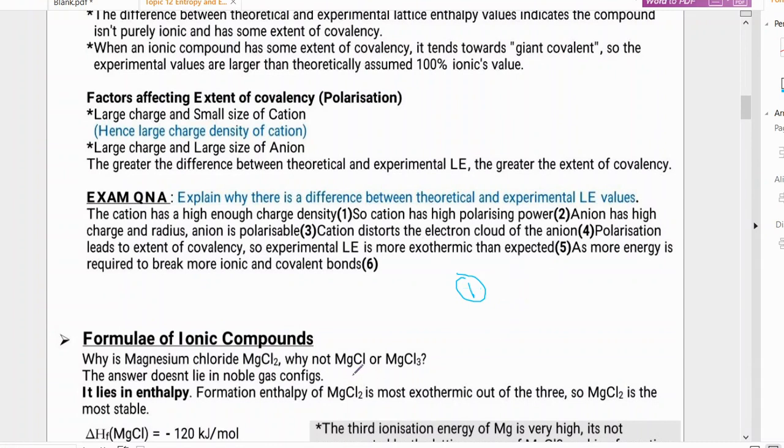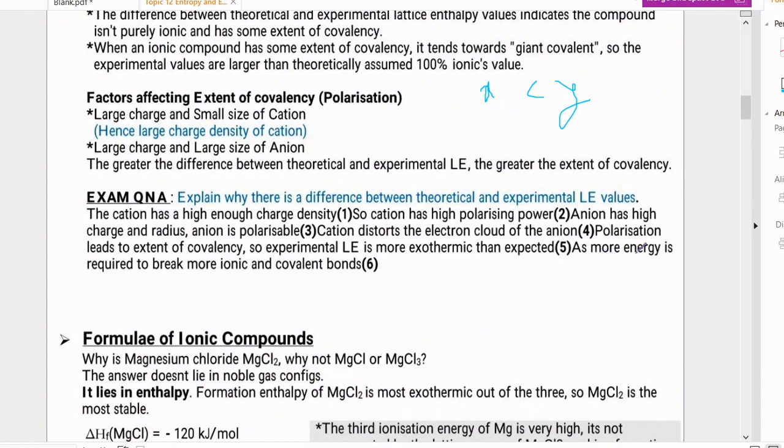So you remember those diagrams from back in AS. So polarization happens, and polarization leads to extent of covalency because there was some sort of overlap of electron cloud. So this represented a covalent bond. So it leads to some extent of covalency. So experimental lattice energy is more exothermic than the theoretical. And we said above that y was greater than x. What I meant was that experimental was more exothermic than theoretical.